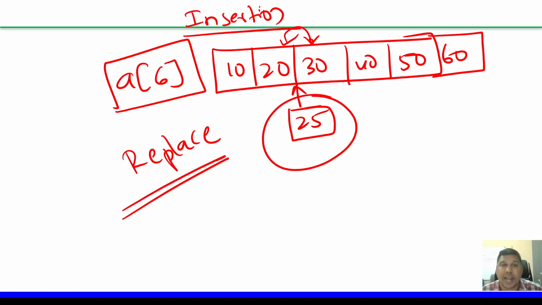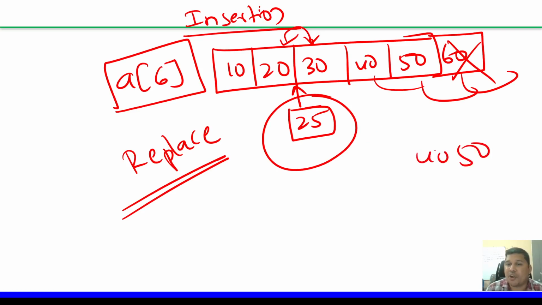This is one drawback of array. In between, if I want to add a number somewhere, I cannot add it. I can add it by shifting this outside, if you want 25. So 60 will be lost. So 50 will come here, then 40, then 30, then you can put 25. You can move them towards the right side. You can shift them towards the right side, this side, this side, this side.